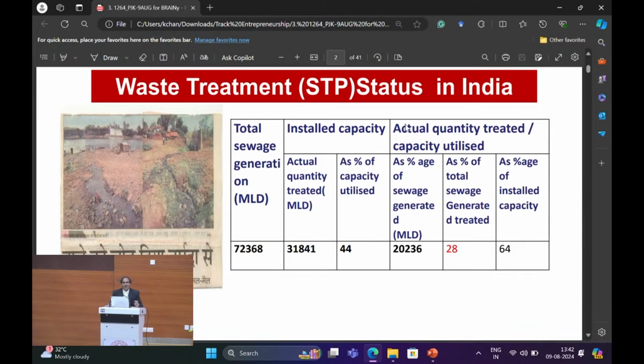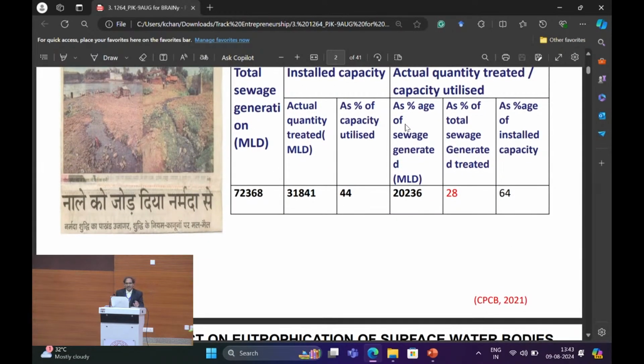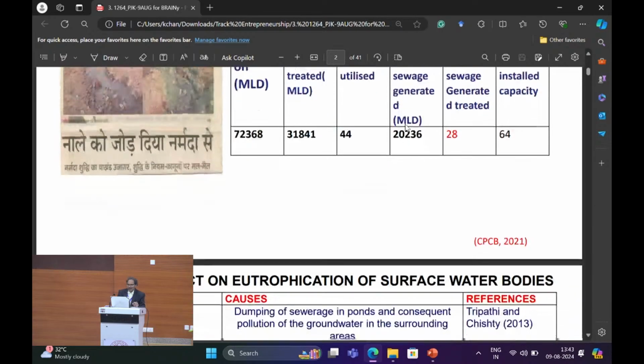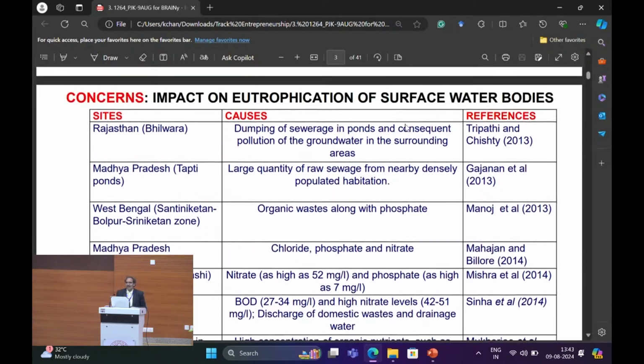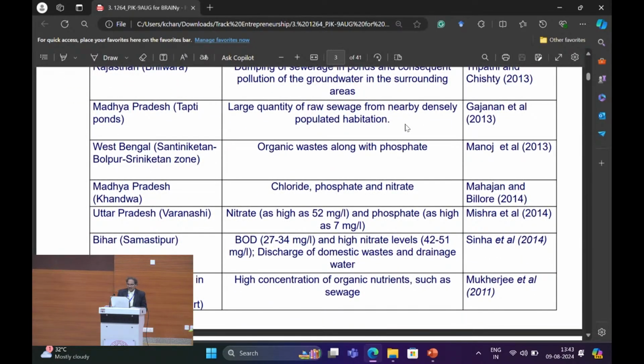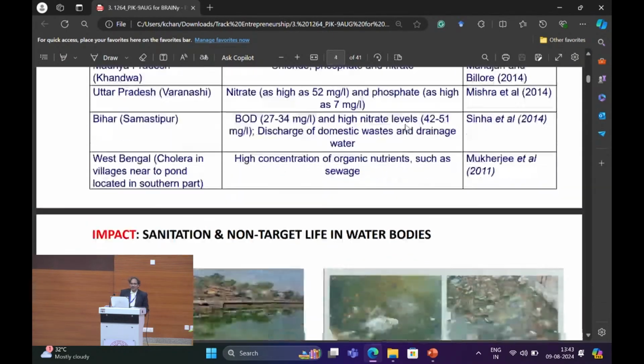Regarding the status of wastewater treatment, there are inadequate treatment facilities. The Central Pollution Control Board says that we treat only 28% of the water. And you will find in the picture how the wastewater from the colonies finds its way into nearby rivers. A major concern. These are studies related to such water accumulated in ponds in different states, Rajasthan, Madhya Pradesh, all over the country.